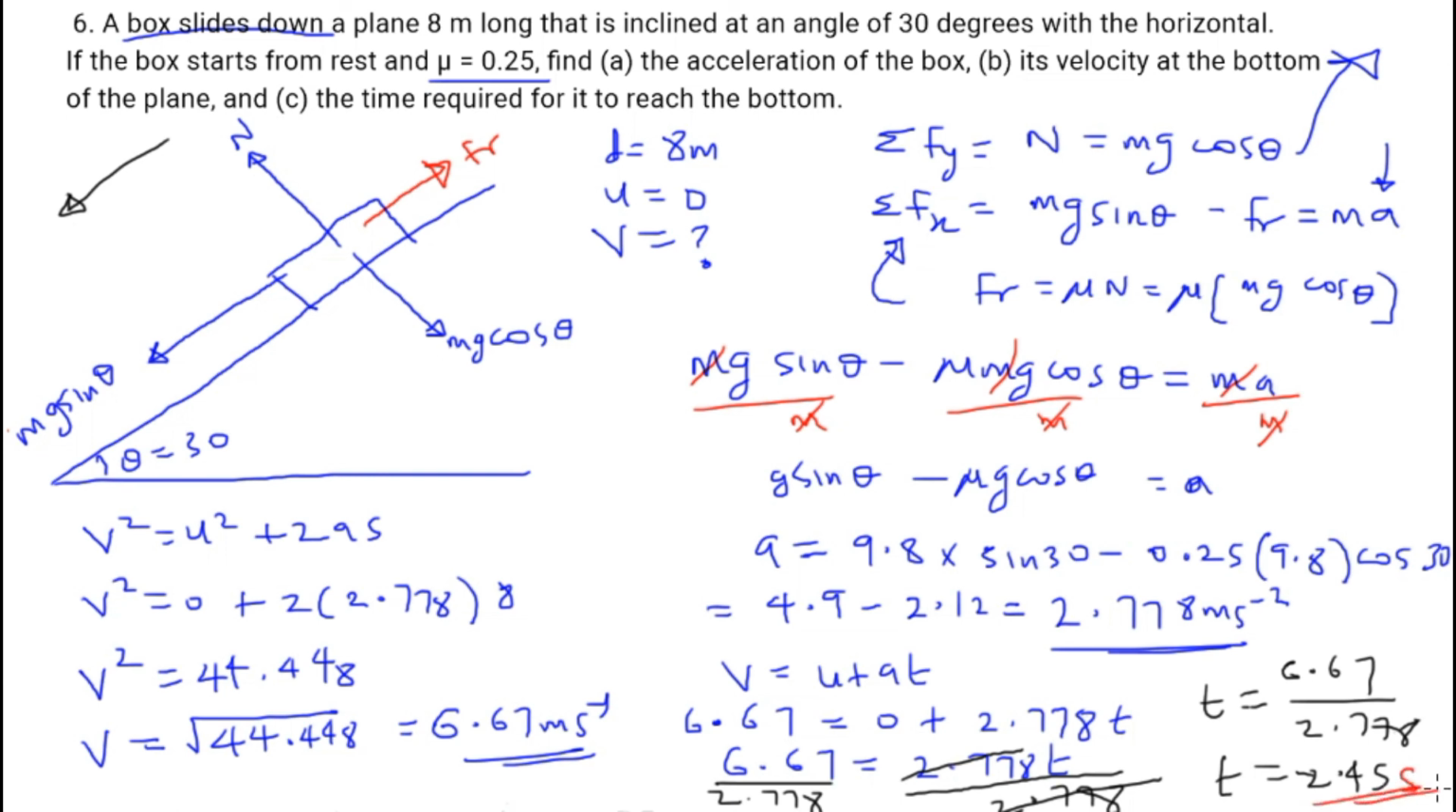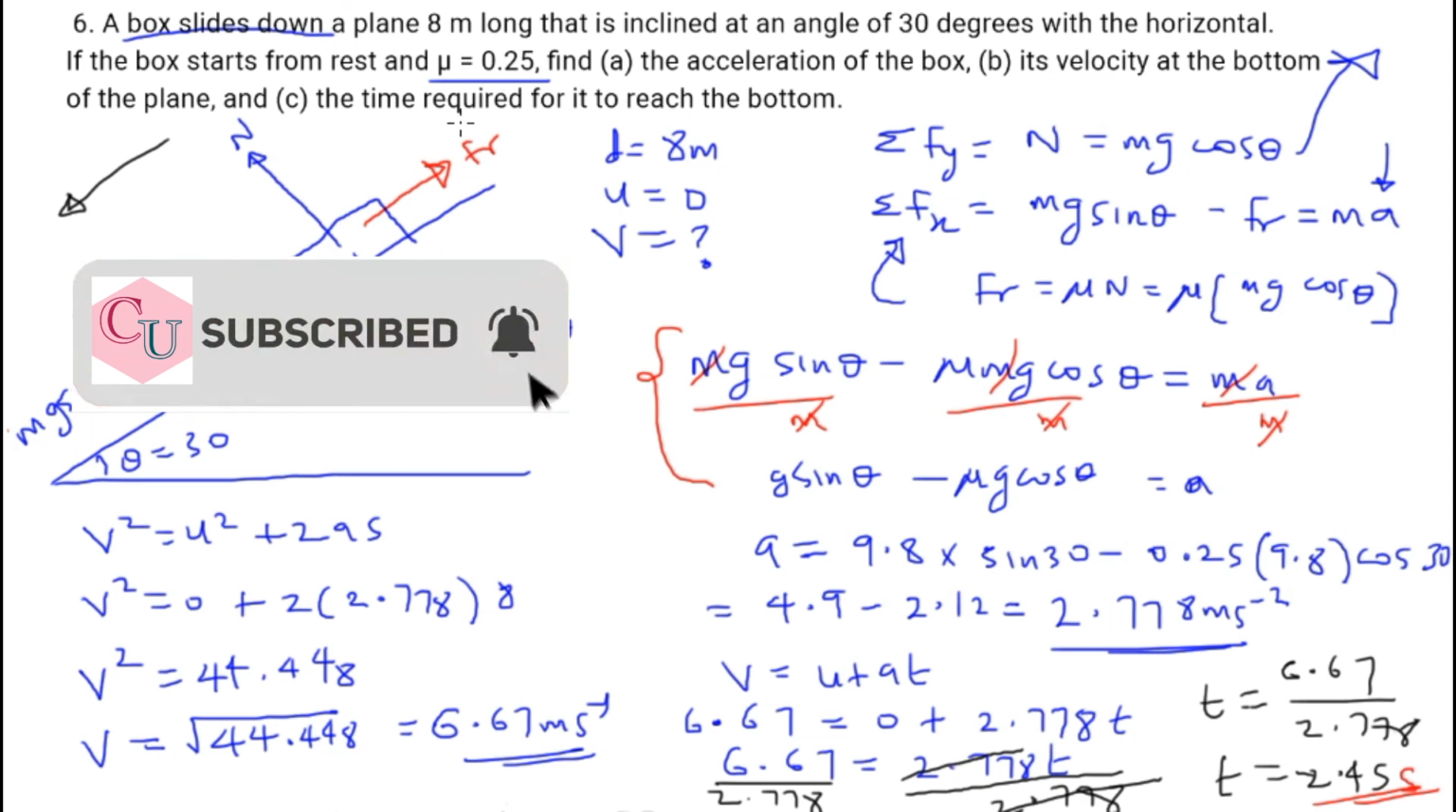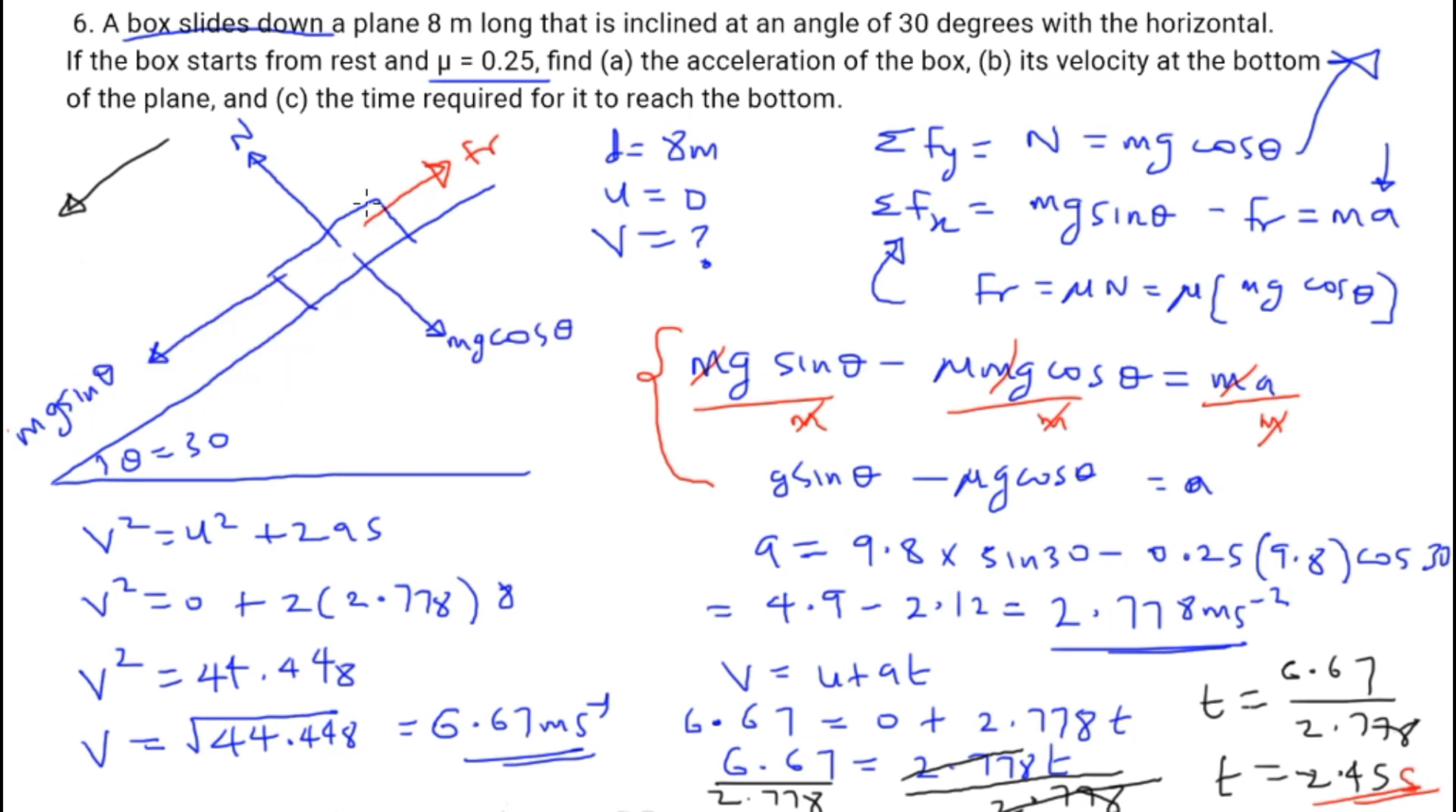Alright, so that's the time taken for the object to reach the bottom of the inclined plane. This is the velocity, and so that's how to work with it. You just need to find the acceleration considering the instance along the inclined plane, making use of the equations of motion. You can check my videos where I also use the equations of motion to solve linear problems.